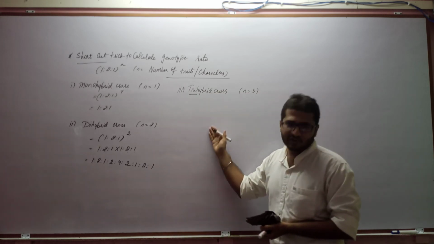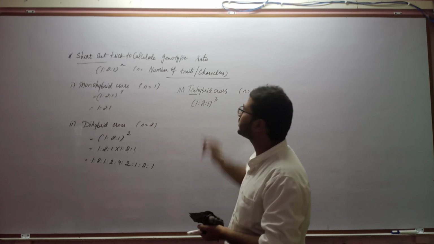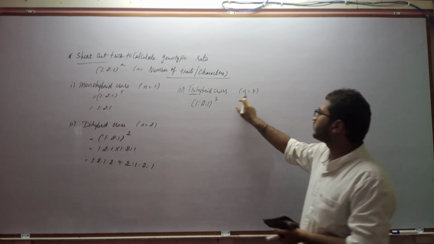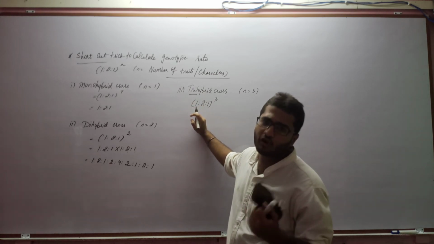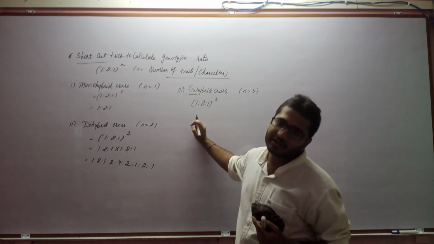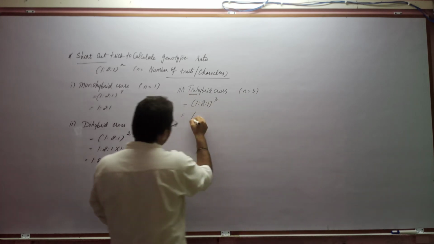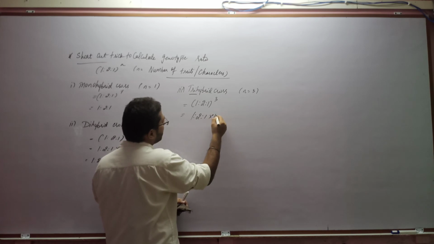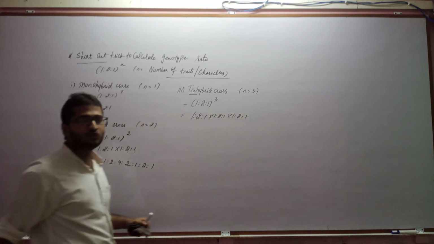Same we can discuss for tri-hybrid cross experiment also. 1:2:1 raised to 3. Why 3? Because it is a tri-hybrid cross experiment. That means a cross or an experiment in which 3 characters or 3 traits are involved. So let us write 1:2:1 multiplied by 1:2:1 multiplied by 1:2:1. 3 times we have to write.